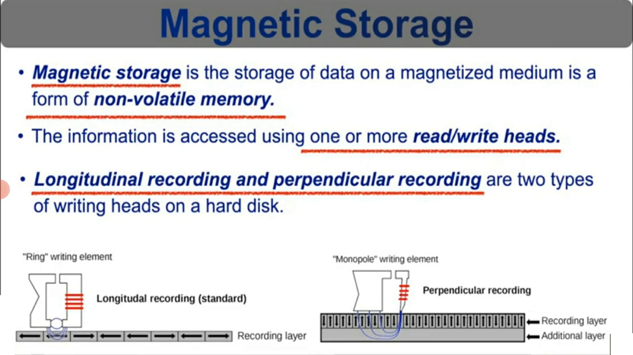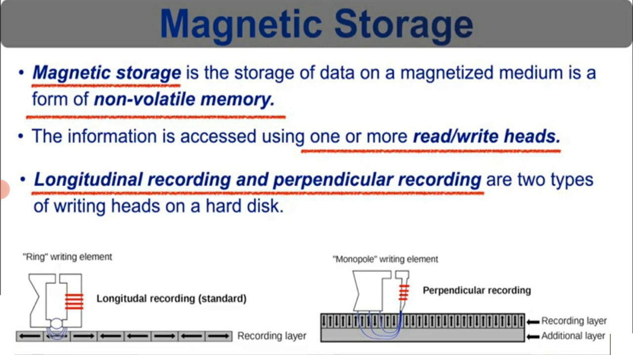The next application is magnetic storage. Magnetic storage is the storage of data on a magnetized medium, and is a form of non-volatile memory. The information is accessed using one or more read and write heads. Magnetic storage or magnetic recording uses different patterns of magnetization in a magnetic material.